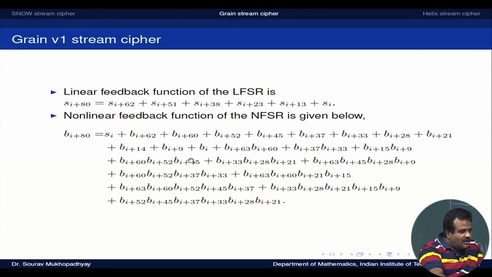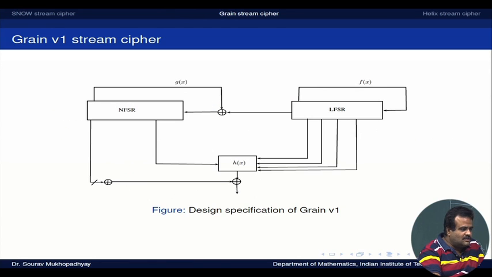If you observe here, there are some nonlinear components over here. So this is the multiplication. Four functions, four variables are involved. That's why this is called a nonlinear feedback function. So that is our G function.